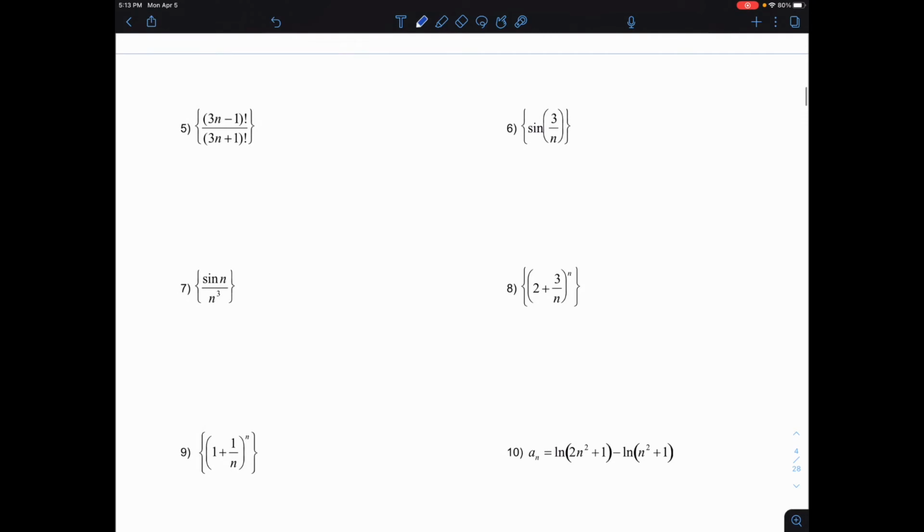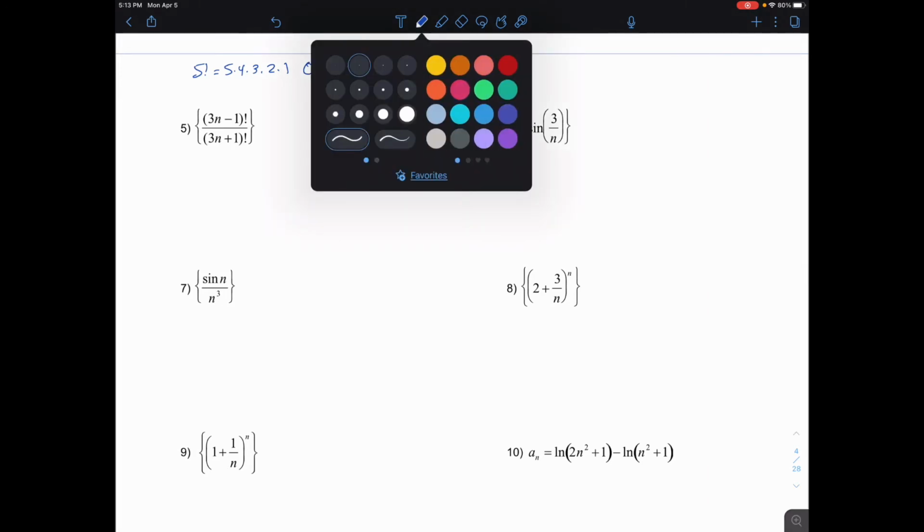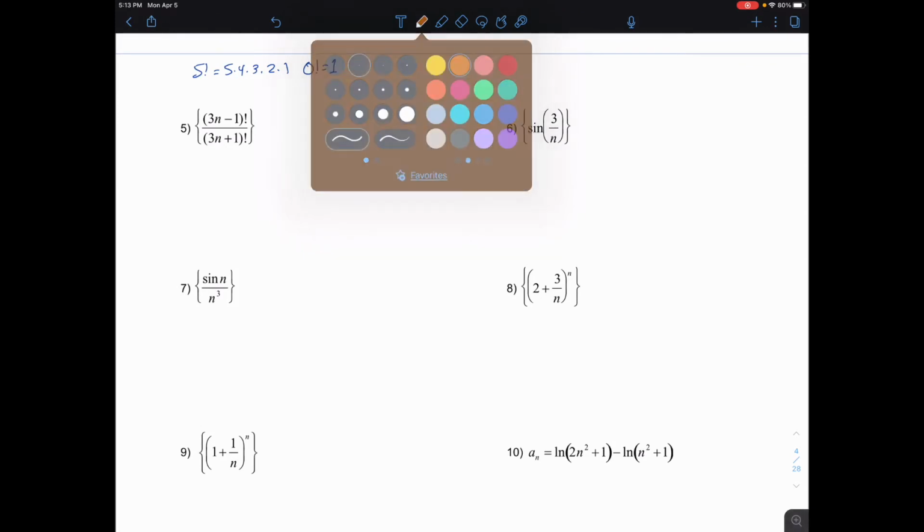What happens now if I have factorials, right? Factorials can be a little crazy. Hopefully we remember like 5 factorial. What does that mean? 5 times 4 times 3 times 2 times 1. Well, and then remember that 0 factorial is always equal to 1 because that's kind of a weird thing. So let's write a few of these terms out. It may be helpful. We may notice something is happening once we write them out.